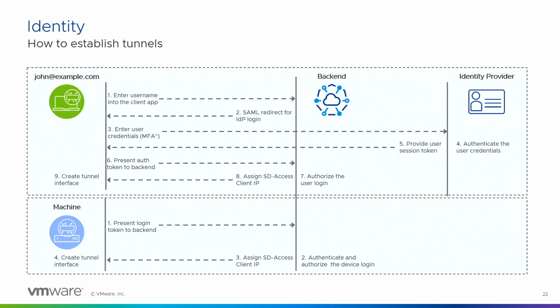For a machine or a connector, it's a little bit simpler. You're gonna present that login token that you generated in the orchestrator UI for your authentication mechanism, and assuming that matches, then it too gets a client IP address, and it too creates a tunnel interface. But even at this point, no traffic's going across the fabric. All we've established is identity.